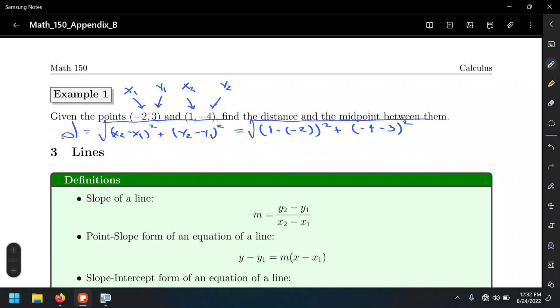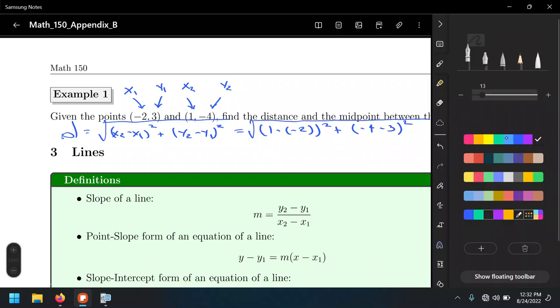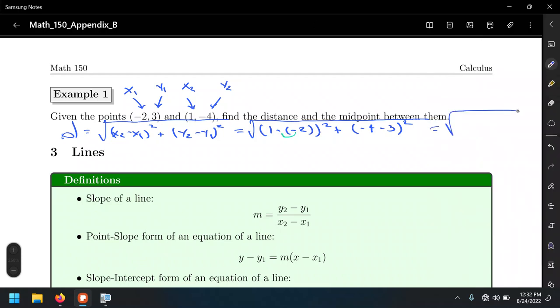Have you ever heard of the smile rule before? No? Did you see the smile here, sort of? Yeah? That means smile, be positive. I know it's a very cheesy one, but it's a good one to remember why a negative times a negative is positive. So 1 plus 2, that's 3.